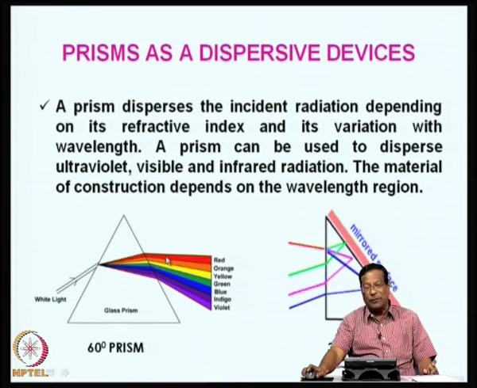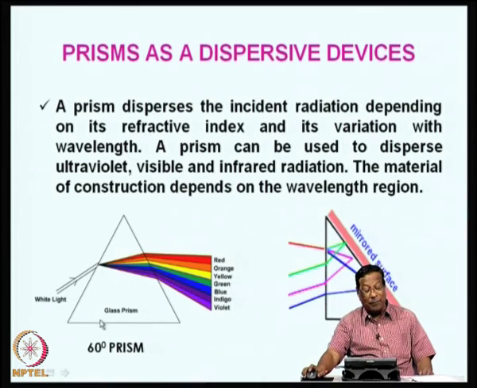For the visible region, ordinary glass will do. For the infrared region, you need salts, for example, sodium chloride, potassium chloride, potassium bromide, like that, salts which can be crystallized into this kind of prisms, which will disperse the infrared radiation.